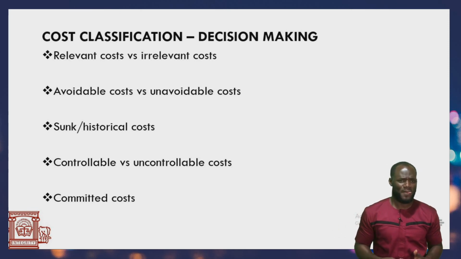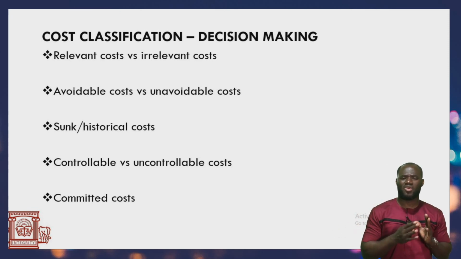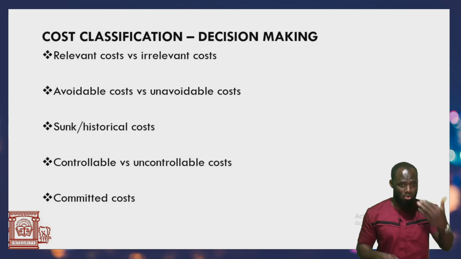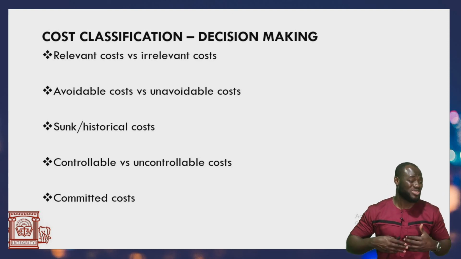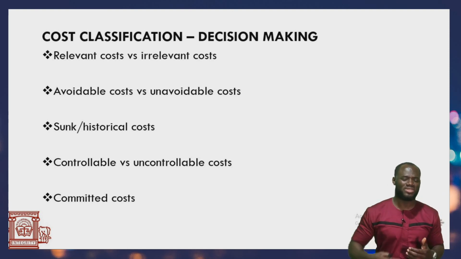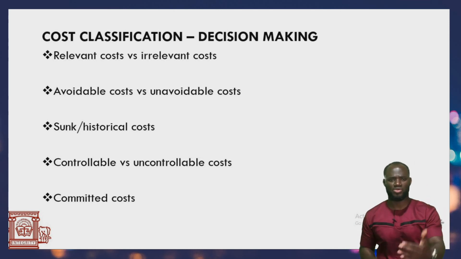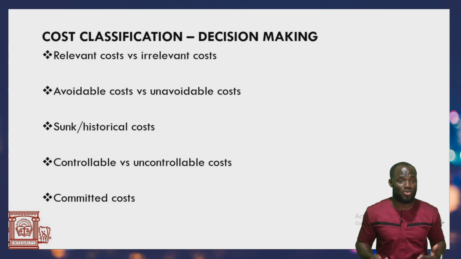All right. So in this case, all the costs that are relevant for decision can be referred to as relevant costs, avoidable costs, controllable costs. But those which cannot be used for decision-making purposes are rather referred to as irrelevant costs, unavoidable costs, historical costs, or perhaps committed costs.